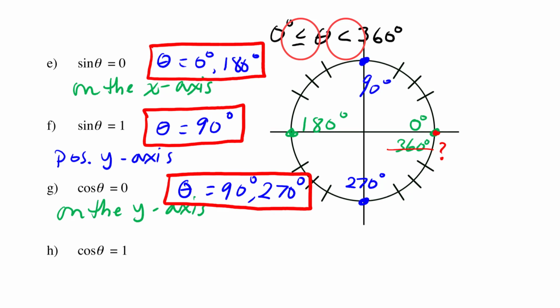And lastly, cosine theta equals 1. That occurs on the positive x-axis. That's where we have the point 1, comma, 0, and the x value is 1 there. Now, of course, that's 0 degrees and 360 degrees, but we're using only 0 degrees as a solution.